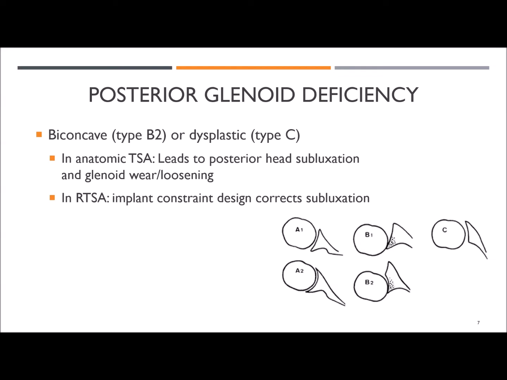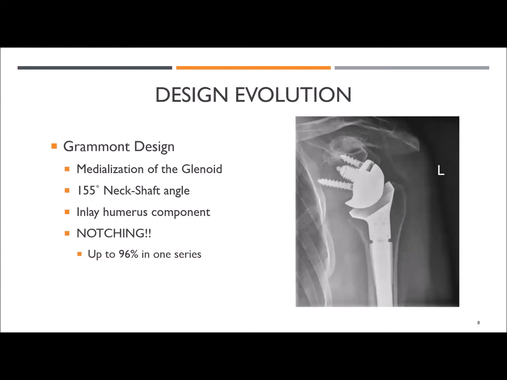And so the implants themselves are constrained somewhat to prevent the posterior subluxation. So yeah, going to the next slide. The Grammont design was the original reverse shoulder, and it depended on medialization of the glenoid, which actually offers a lot of advantages to stability of the implants themselves. It was at a 155-degree neck shaft angle, and it was an inlay humerus component. And so just specifics of the design there.